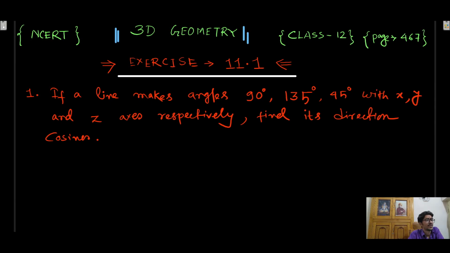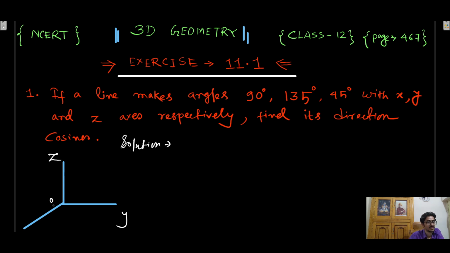So here is the first problem. If a line makes angles 90 degree, 135 degree, 45 degree with XYZ axes respectively, find the direction cosines. So here, first we draw the Cartesian coordinate system in three-dimensional space. X, Y, Z, this is origin. Solution.